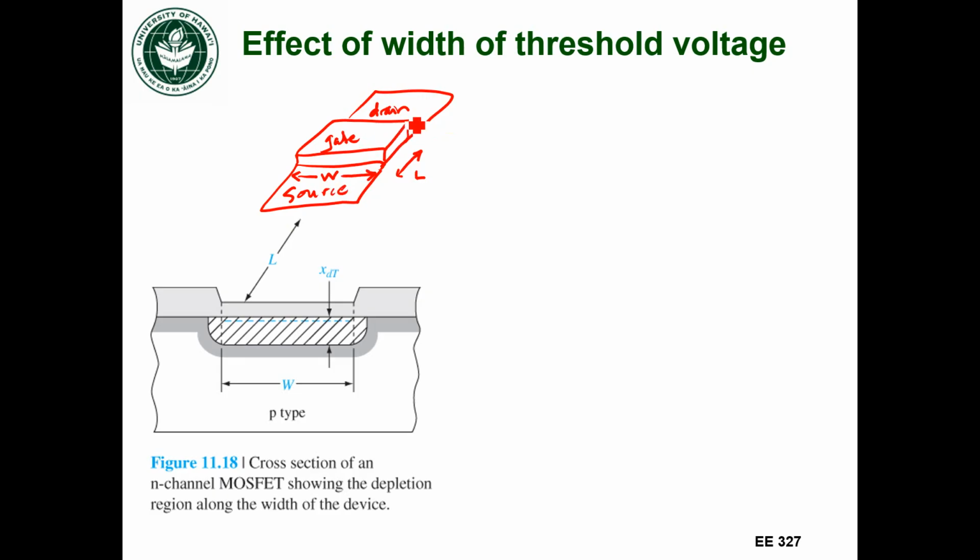So here's the source well, here's the drain well, here's the gate, and normally we're looking at the cross section so we can actually see the length in the plane of the page, but this diagram corresponds to width being in the plane of the page. Okay, so let's figure out what effect the change in width has.